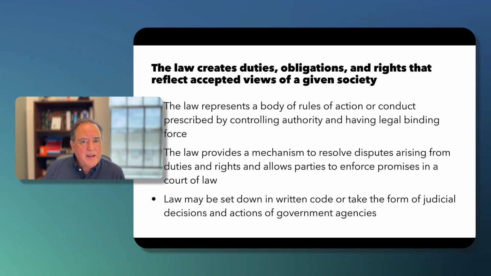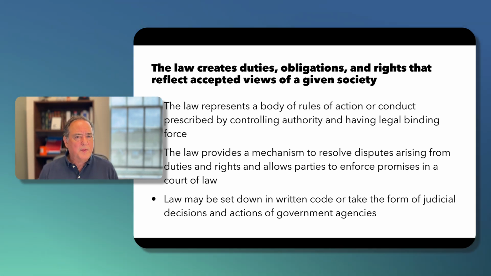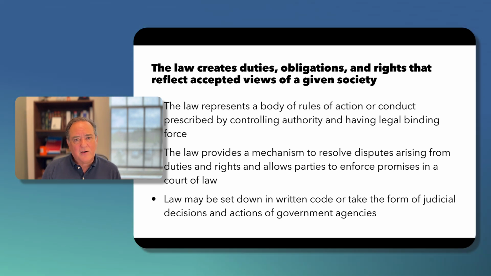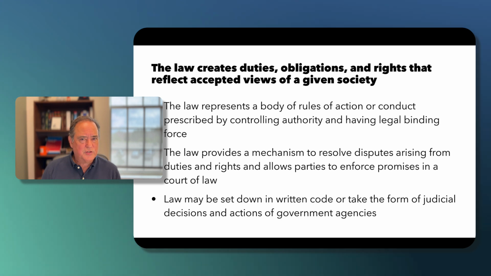Now, the law can be set down in a written code, and usually is. However, as we will discuss when we reach the common law, the law can also take a form that is made up of judicial decisions, what a court has decided. When an appellate court decides a dispute, it is actually creating a law, and that law is binding on everyone within the jurisdiction of that court.